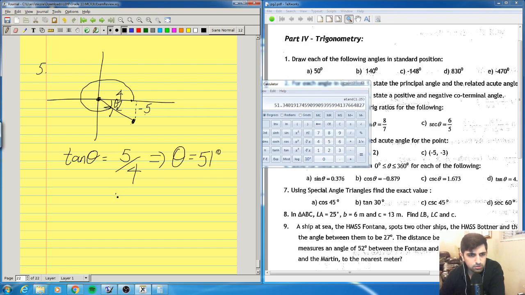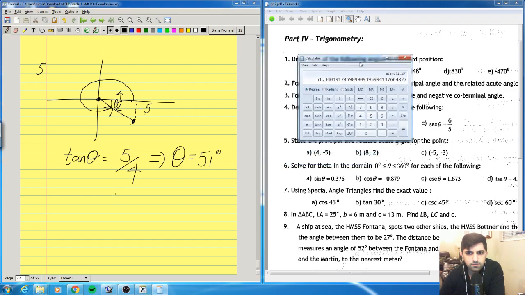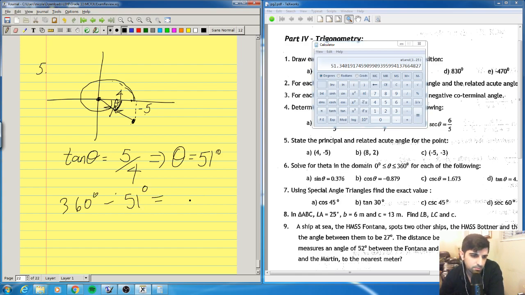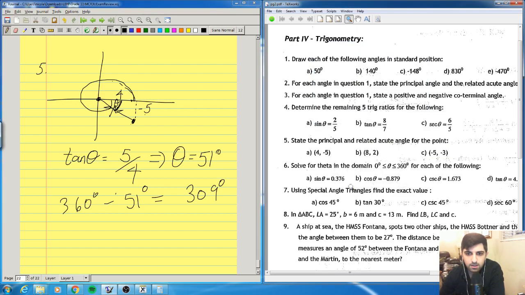Check your answers. So we've got 51 degrees, and so this little angle is 51 degrees. That means the related acute angle is 51 degrees, and the principal angle is going to be 360 degrees minus 51, right? And you end up getting 309. Okay, so that's the first question, and then you could do the same to get your last two. So I'm going to skip that.